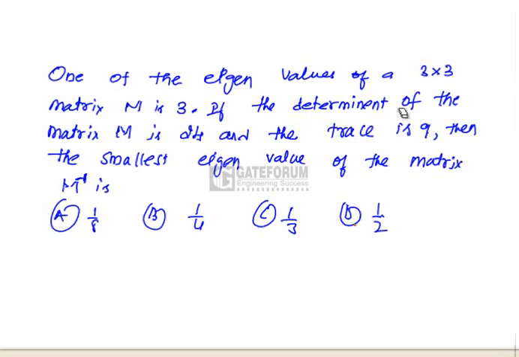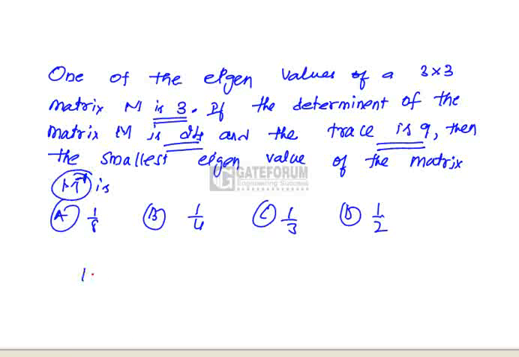Let us look into the problem. One of the eigenvalues of a 3 by 3 matrix M is given as 3 and its determinant is 24, and also given that the trace of the matrix is 9. Then we have to find the smallest eigenvalue of the matrix M inverse.